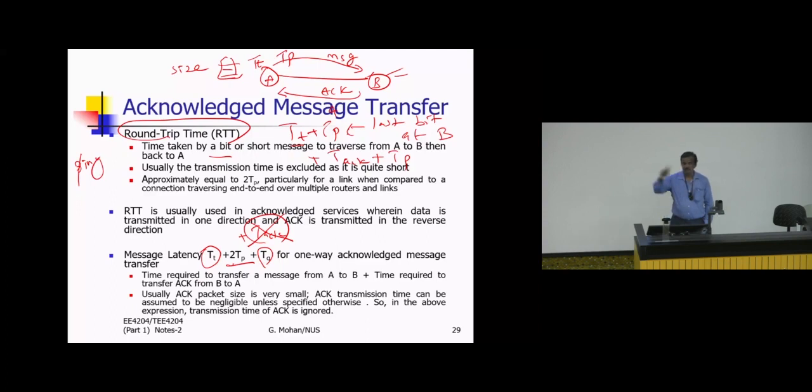When you consider a long connection, when it traverses through multiple routers, you cannot easily calculate the round trip time, but for a link, we can say that the RTT, round trip time, is 2 times propagation time. So we can make this assumption. RTT is 2 times propagation time: the time to travel from A to B and the time to travel back from B to A. That is the round trip time.